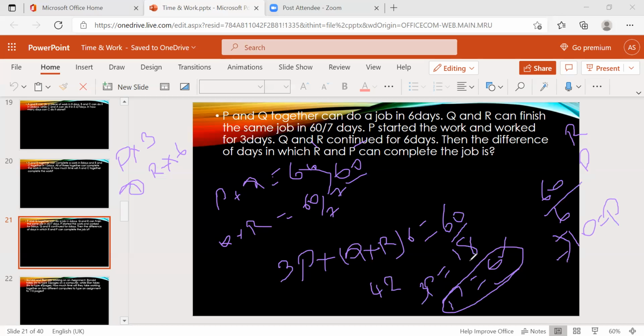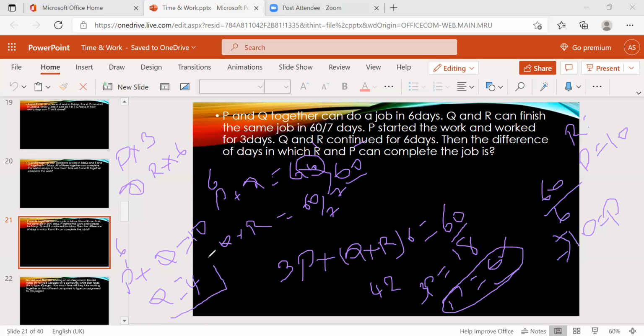Now what do we want? R's individual work. P's individual work is 10 days, we know. If you know R's individual work, then we can take the difference of these two, right? What's R's individual work? How are we going to get it? Here, P's efficiency is 6. Just substitute here. The efficiency of P plus Q is nothing but 10, right? And here P is 6, then Q is nothing but 4.